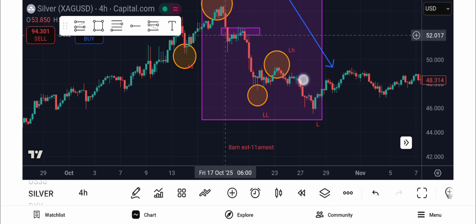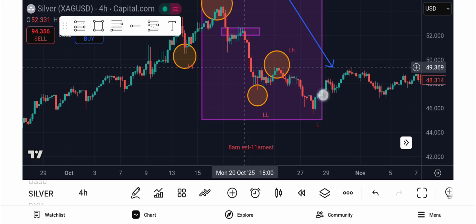This is a fair value gap here. First candle, second candle, third candle. The third candle and the first candle's wicks don't touch. So you're waiting for price to get up there and then drop.